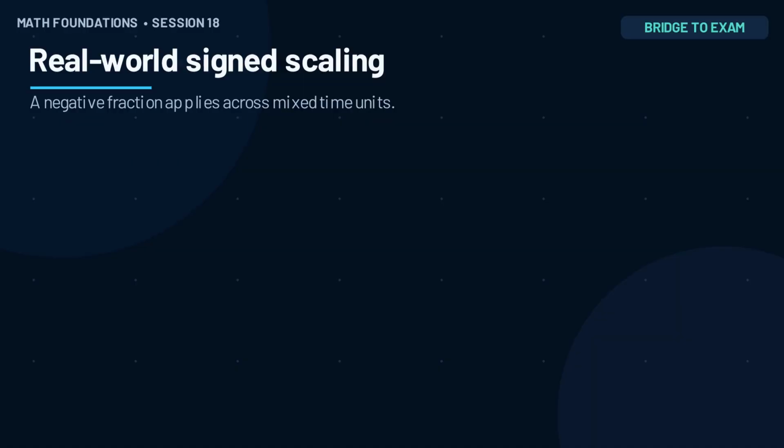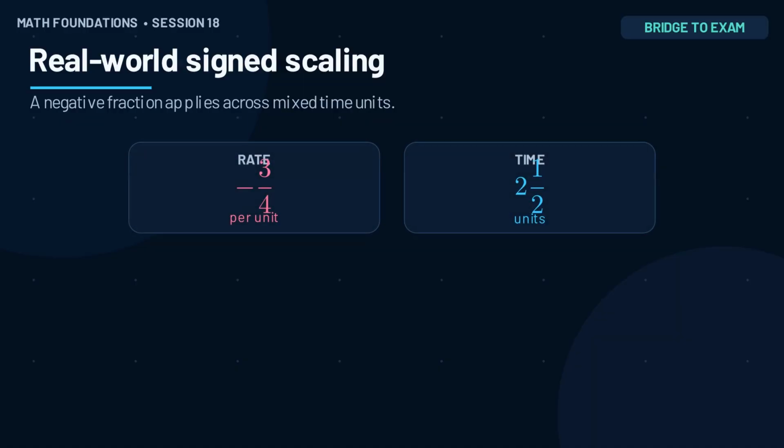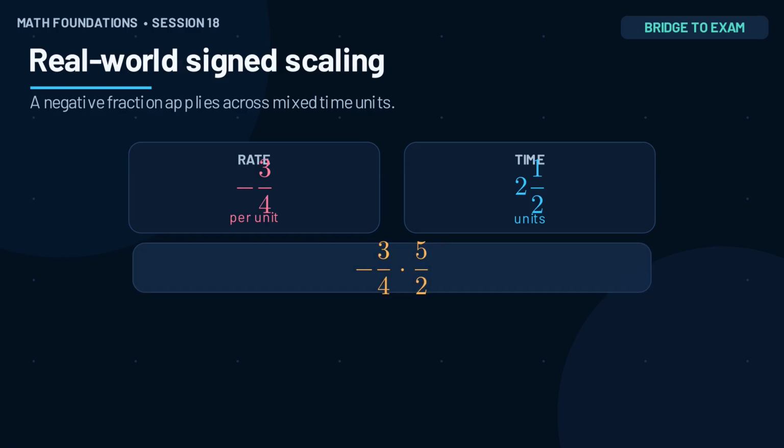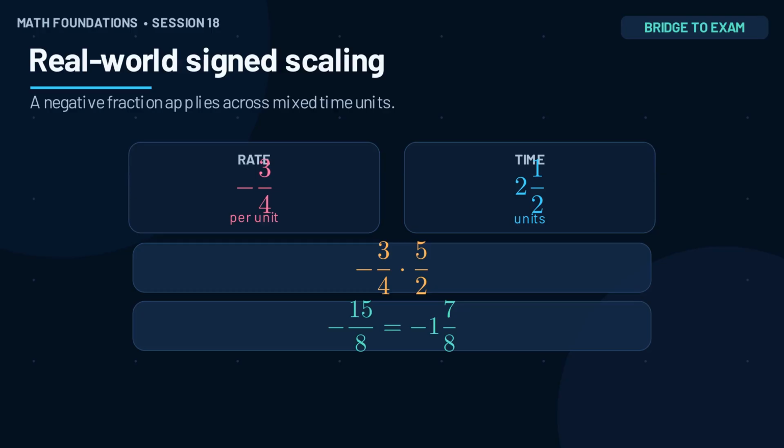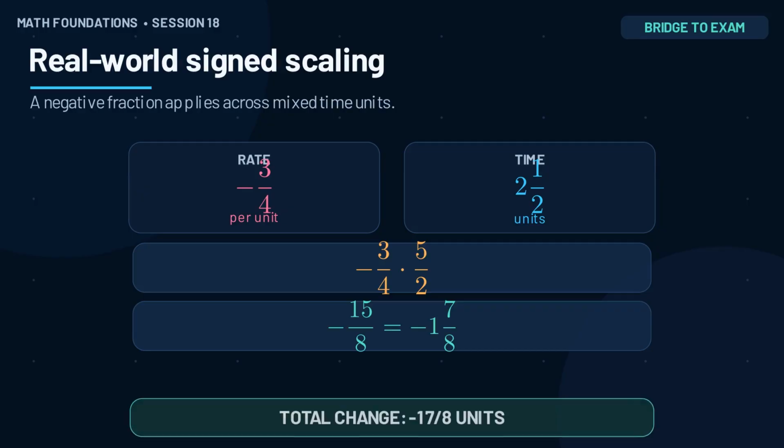A scale model applies -3/4 of a change across 2 and 1/2 time units. Step 1. Convert 2 and 1/2 to 5/2. Step 2. Different signs make the product negative. Step 3. Multiply -3/4 by 5/2 to get -15/8. Therefore, the total scaled change is -1 and 7/8 units.